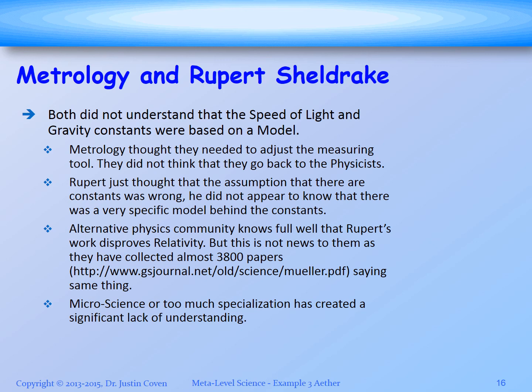Based upon Rupert's writings, it appears that neither the metrology community nor Rupert Sheldrake understood that the speed of light and gravity constants were based on a specific model, relativity. The metrology community thought they needed to adjust the measuring tool. They did not think to go back to the physicists and talk to them about the model. Rupert just thought that the assumption that there are constants was wrong. He did not appear to know that there was a very specific model behind the constants.